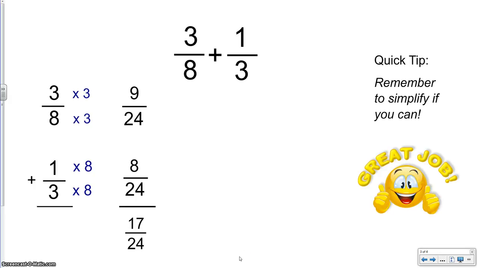Now, one last thing to keep in mind. If this answer can be simplified, you should always simplify it to its lowest terms. If it happens to be an improper fraction, you need to turn it into a mixed number. I don't think you're going to get any problems like that today, but you can keep that in mind for the future.